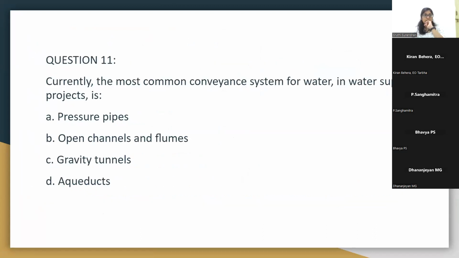Now the 11th question. The most common conveyance system for water in a water supply project is?